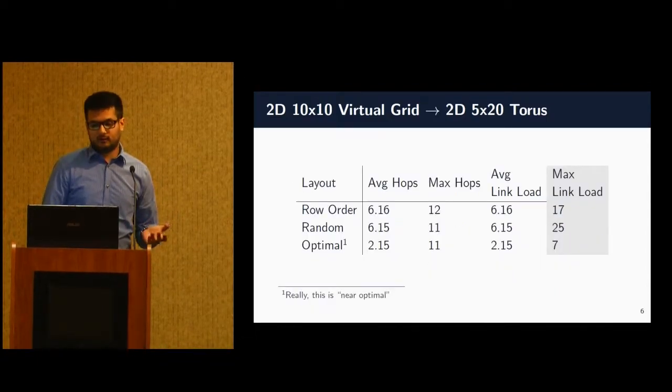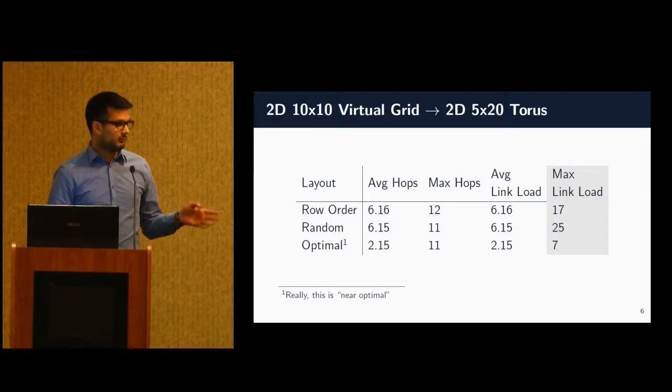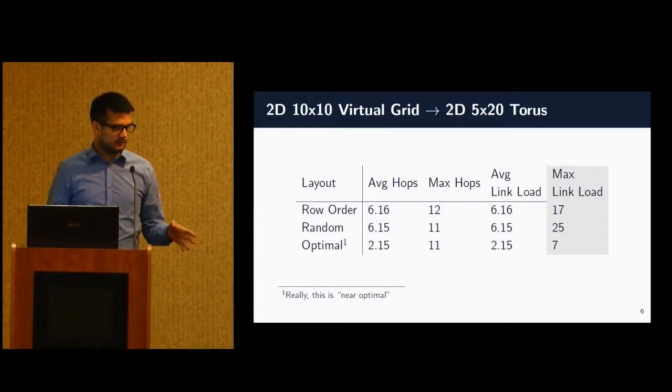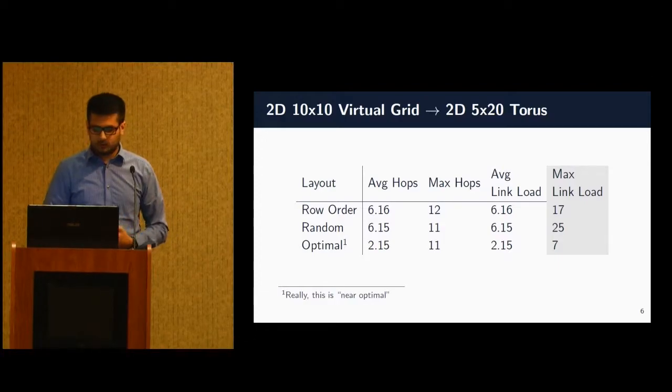To be more practical about it, say instead of having a native mapping to a 10 by 10 torus, we now map to a 5 by 20 torus. Now that simple algorithm that we use by row ordering doesn't look as good. We have much higher hop count, much higher link load, and it's a lot worse than the mapping that we found that's kind of close to what the optimal should be. So this is a more realistic scenario, and often it's hard to find these mappings that are good.